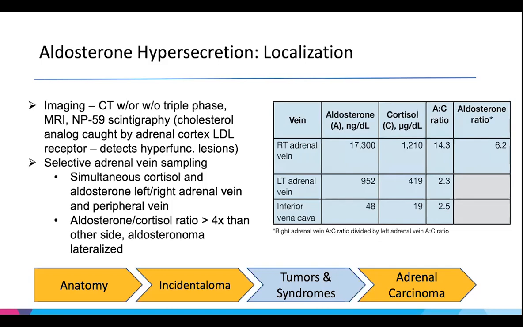So simultaneous cortisol and aldosterone from left and right adrenal veins and peripheral veins. An aldosterone to cortisol ratio greater than 4 times that of the other side would help you lateralize this aldosteronoma. And you can see that in the chart to the right-hand side of the screen, where the right adrenal vein compared to the left has an aldosterone ratio of 6.2. So that would help you lateralize to the right adrenal gland for this aldosteronoma.